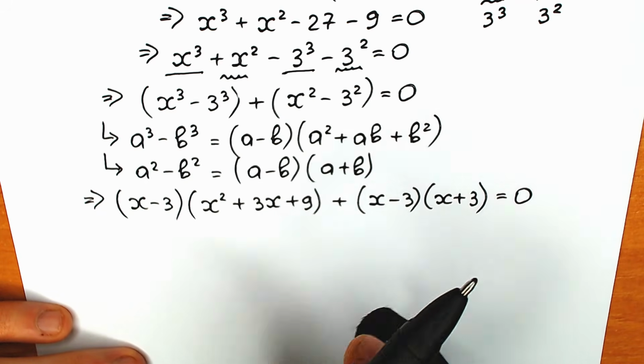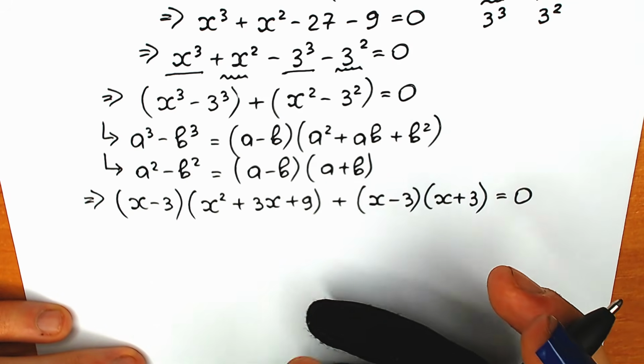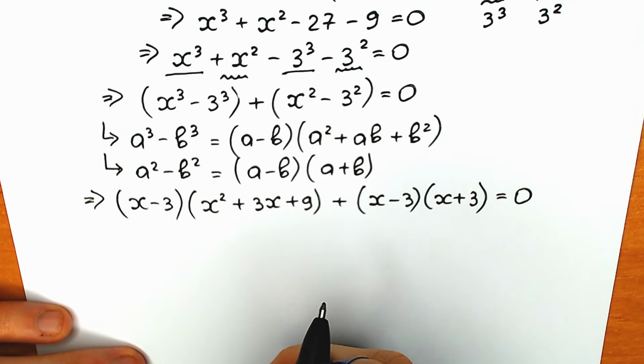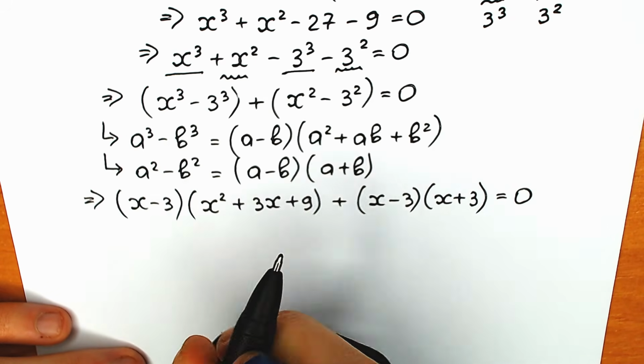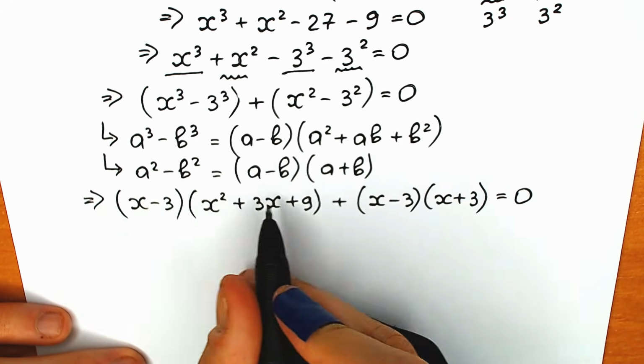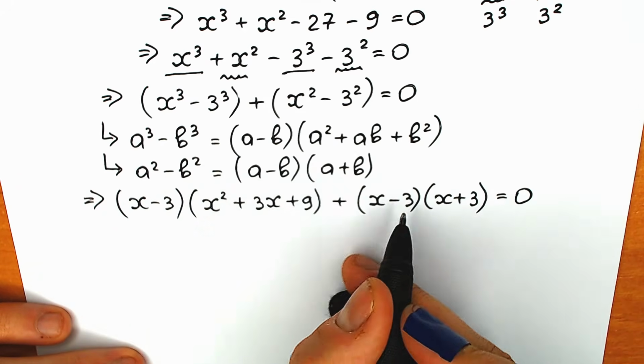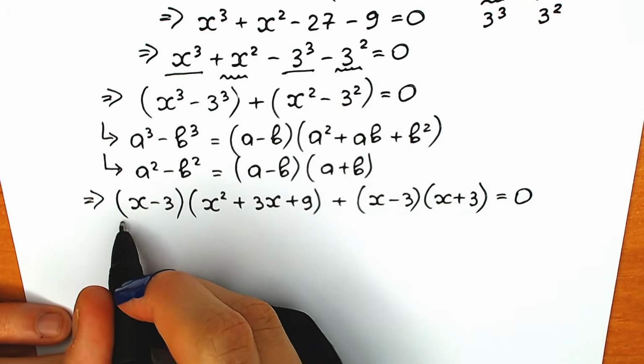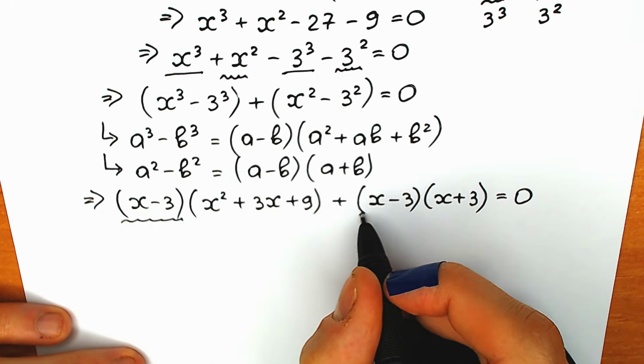So I hope you understand my solution until this moment. What are we going to do next? Right now, let's look at this question from a different angle. We have a lot of parentheses, but the main thing is that this x minus 3 is common with this x minus 3.